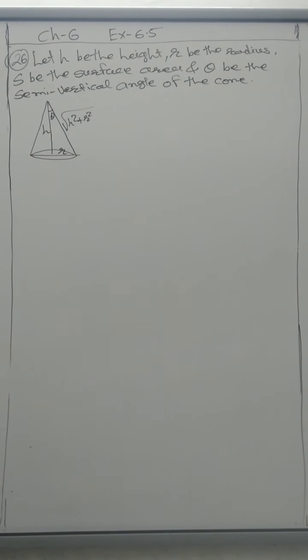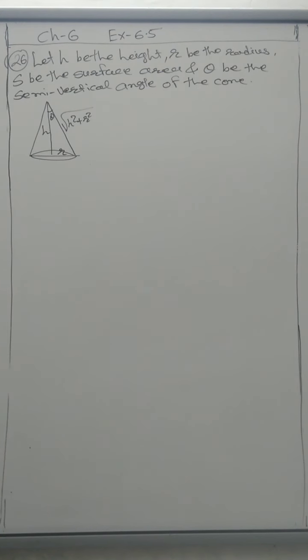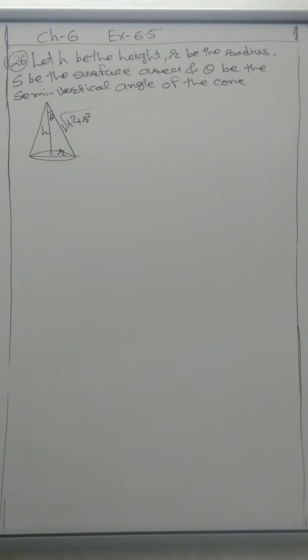We continue exercise 6.5 and here show that, question 26: show that the semi-vertical angle of a right circular cone of given surface area and maximum volume is sine inverse 1 by 3.